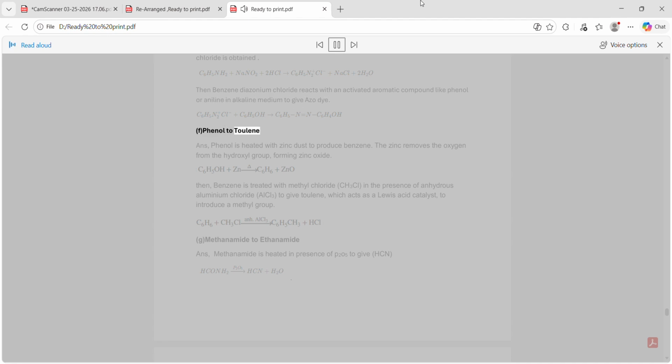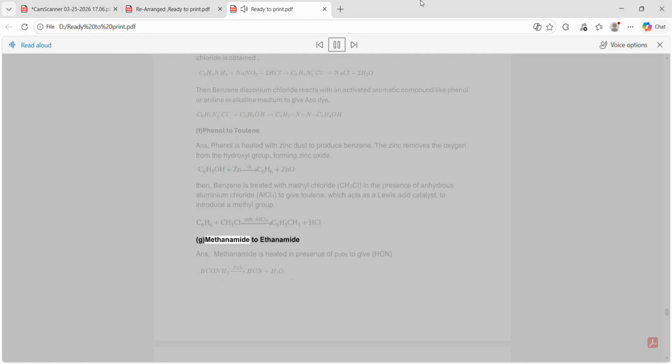F. Phenol to toluene. Answer: Phenol is heated with zinc dust to produce benzene. The zinc removes the oxygen from the hydroxyl group, forming zinc oxide. Then benzene is treated with methyl chloride, CH3Cl, in the presence of anhydrous aluminium chloride, AlCl3, to give toluene. AlCl3 acts as a Lewis acid catalyst to introduce a methyl group.